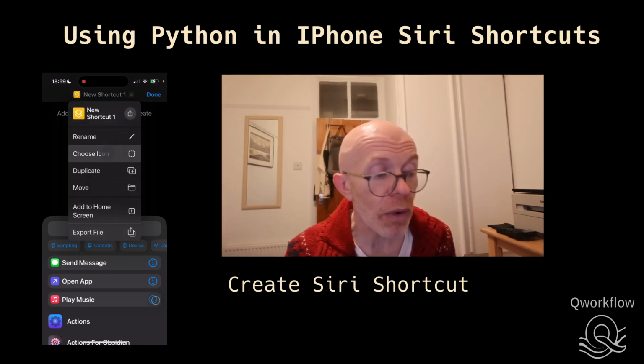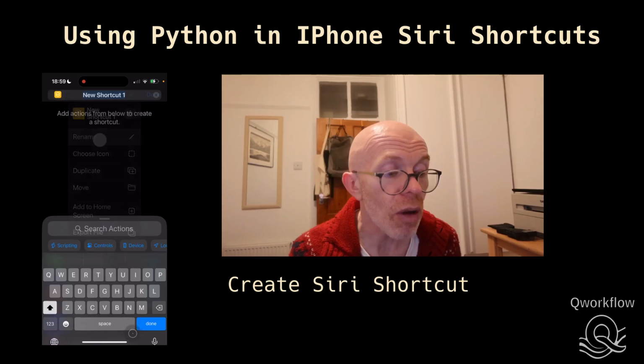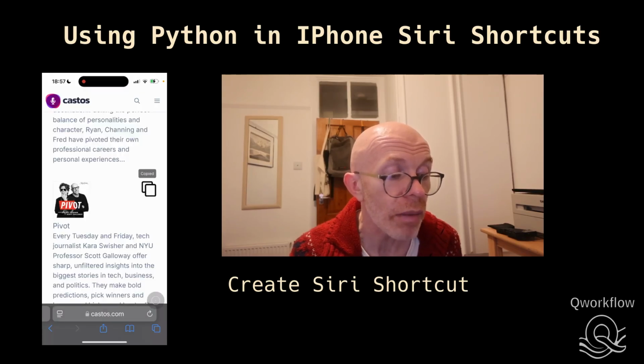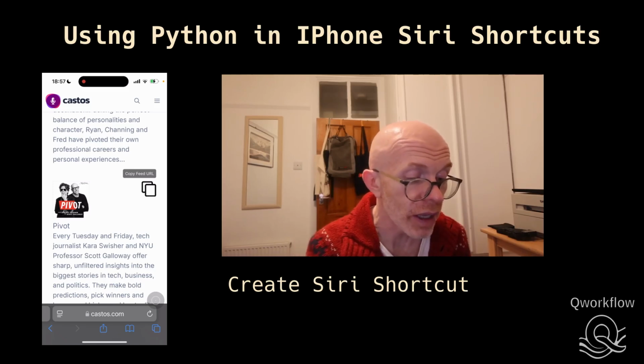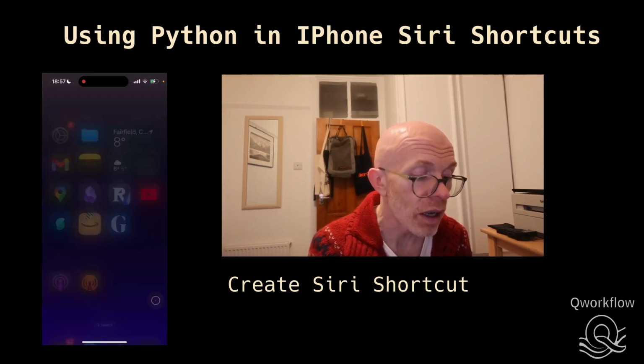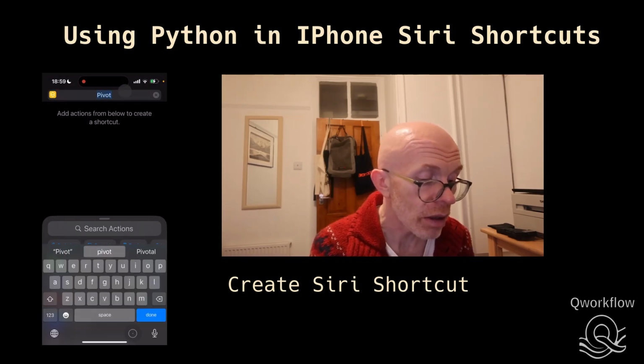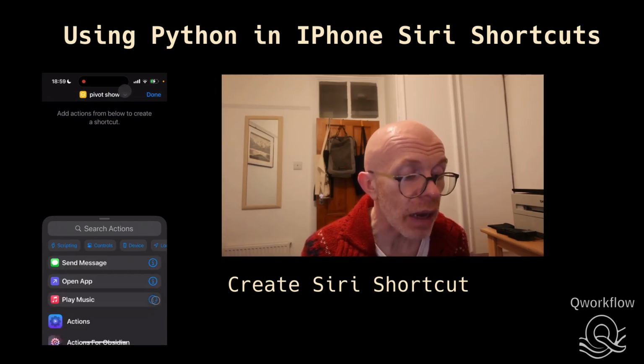I'm going to tap on the plus button to start building my shortcut, and normally the first thing I do is go to the drop down at the top, which opens up a menu, and I normally choose rename, and I rename it from New Shortcut and whatever number to something a bit more meaningful so I know where it is later on. I'm going to call this one Pivot Show. Tap on done. Now I've renamed it, and I can start searching through my actions.